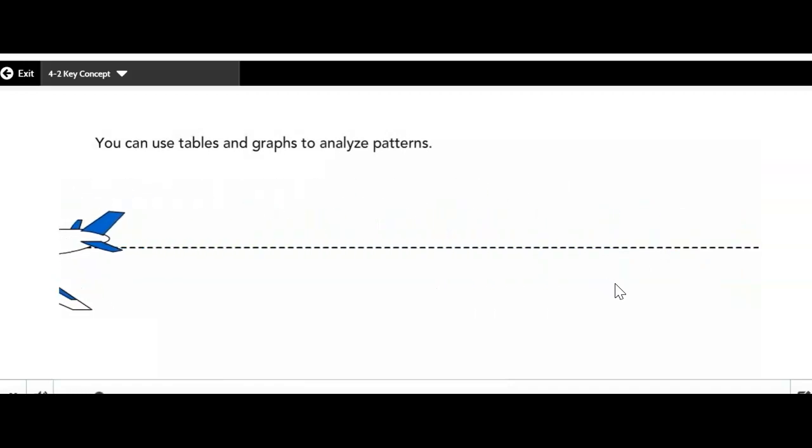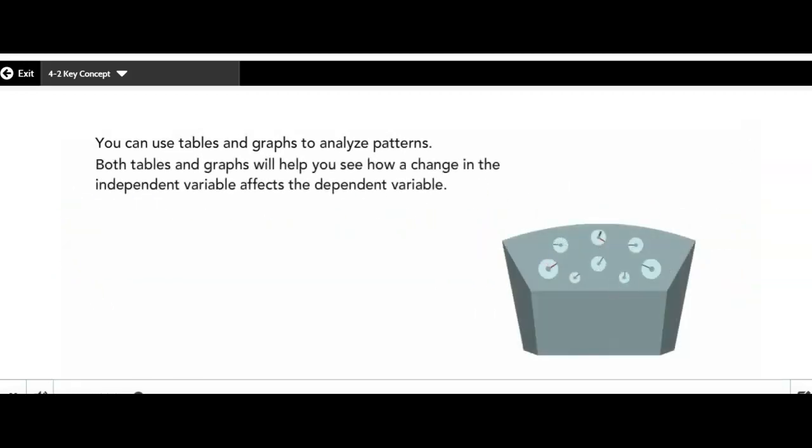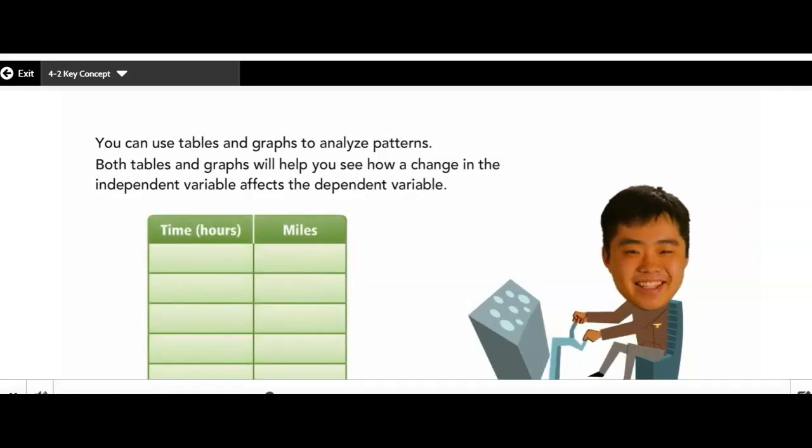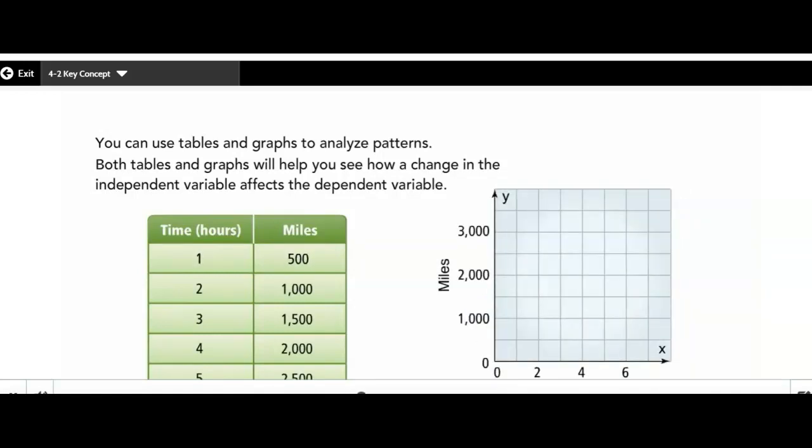You can use tables and graphs to analyze patterns. Both tables and graphs will help you see how a change in the independent variable affects the dependent variable. After 1 hour, the plane traveled 500 miles. Plot this point on the graph. After 2 hours, the plane traveled 1,000 miles. Plot this point on the graph. Similarly, plot the remaining values in the table as points on the graph.